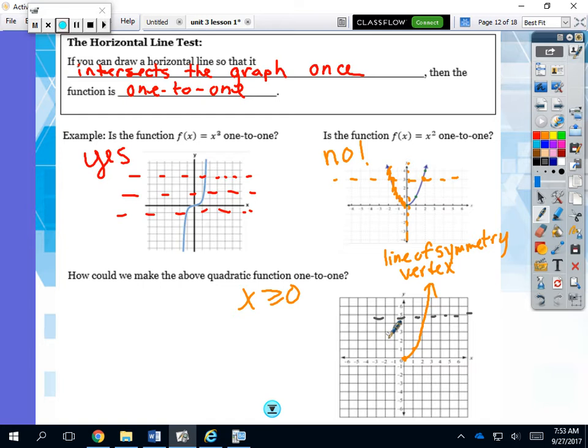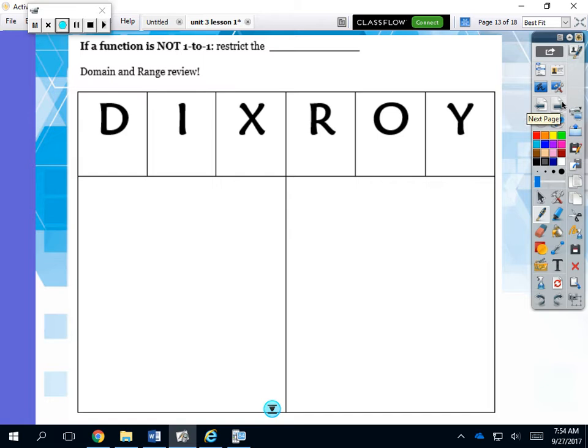So we could take half of the domain out of that function. Remember, the domain normally would be all real numbers. But in this case, in order to make the function 1-to-1, if I take out all the negative numbers, then this thing is 1-to-1. So we restrict the domain by taking out half the domain, and we're good to go. We have a 1-to-1 function. So if a function is not 1-to-1, restrict the domain.